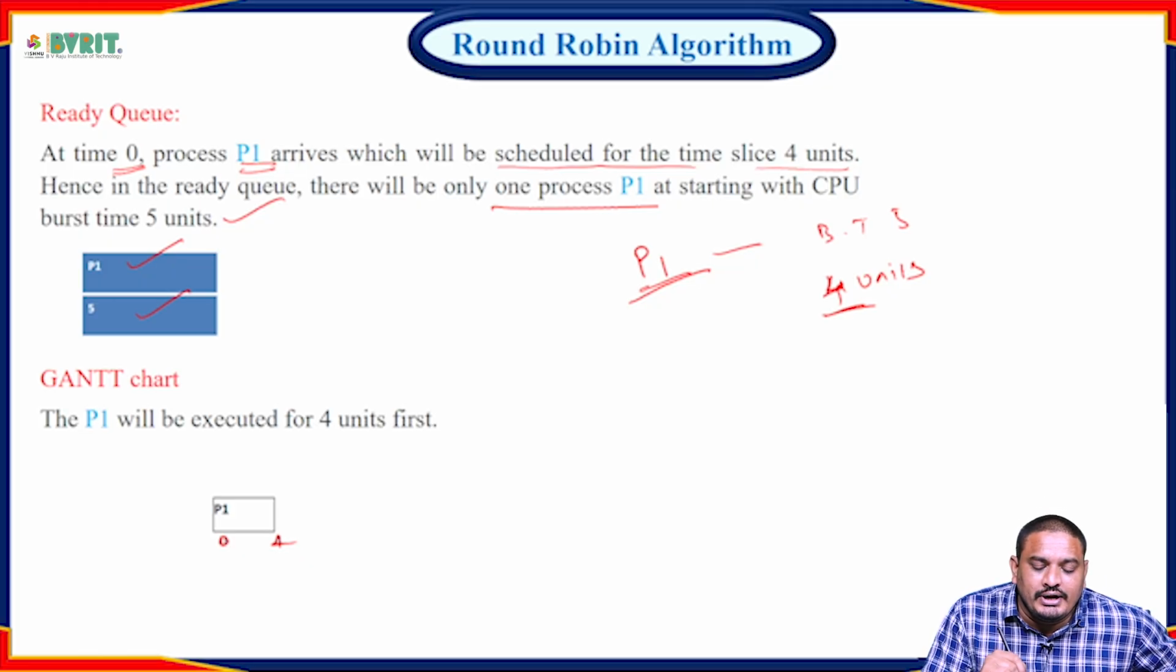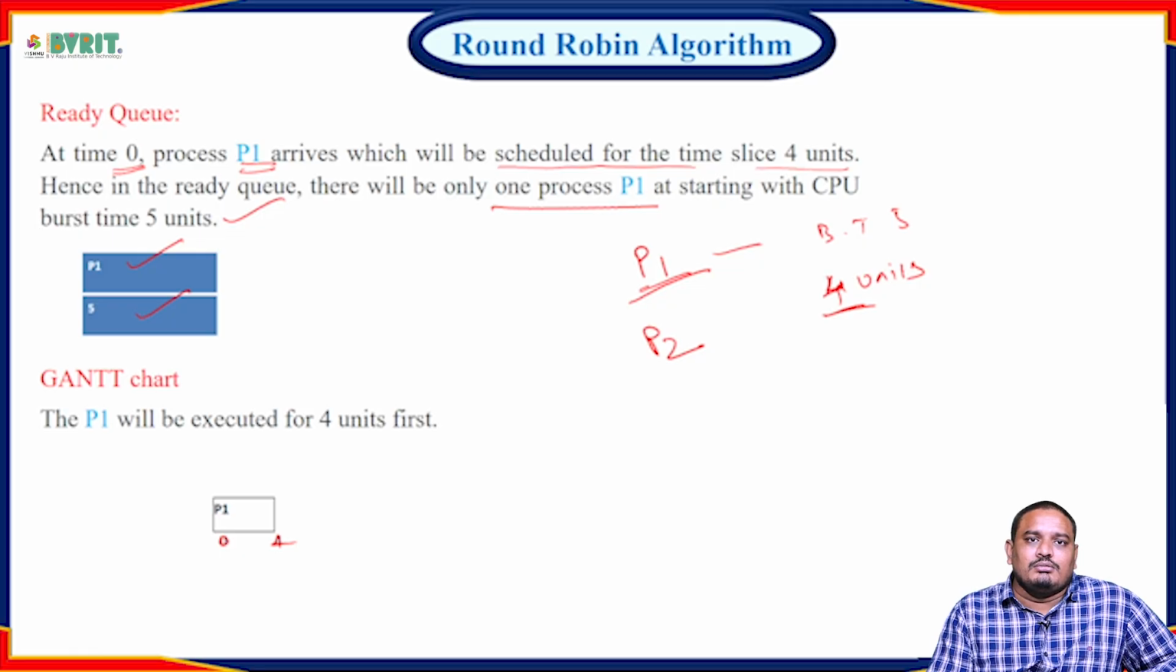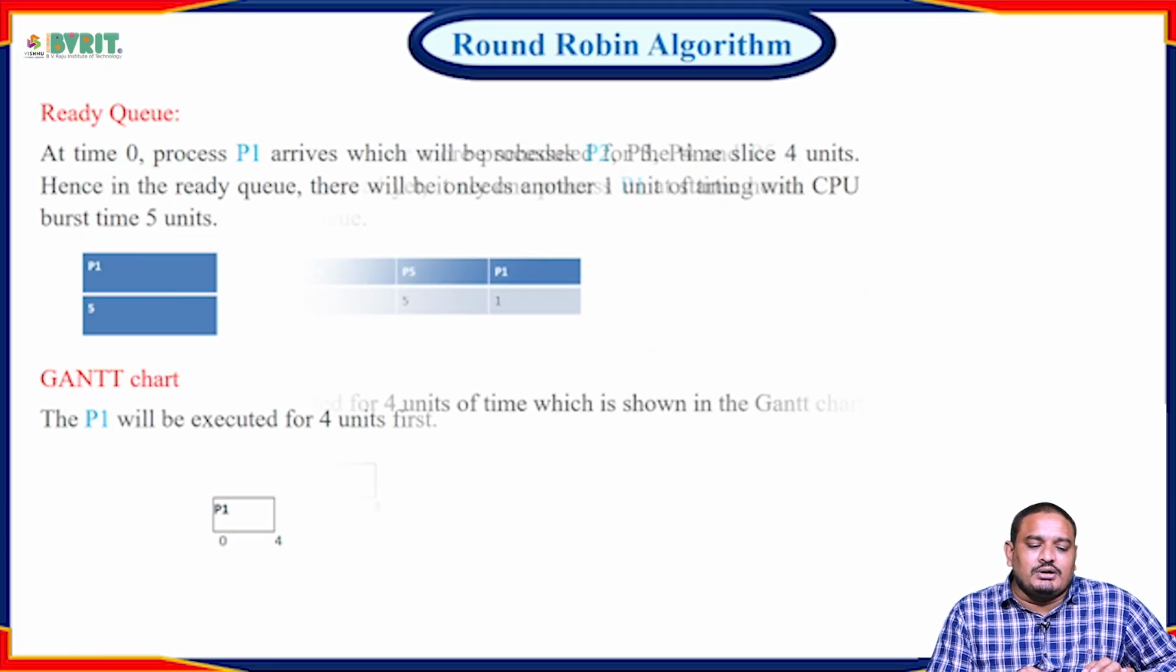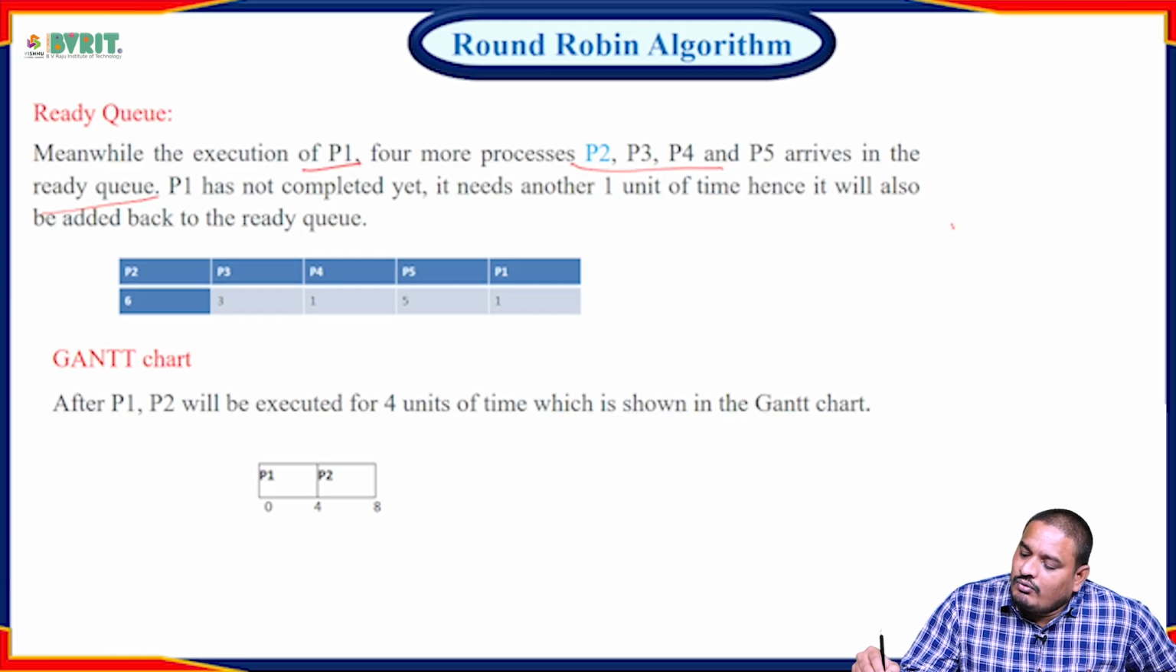After 4 units, the process P2 is coming to the picture. Meanwhile, during the execution of P1, the remaining processes P2, P3, P4, P5 arrive in the ready queue. P1 is not completed yet because the remaining 1 unit will be available in the ready queue.